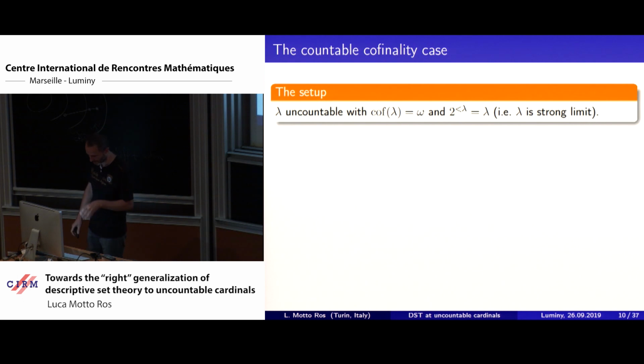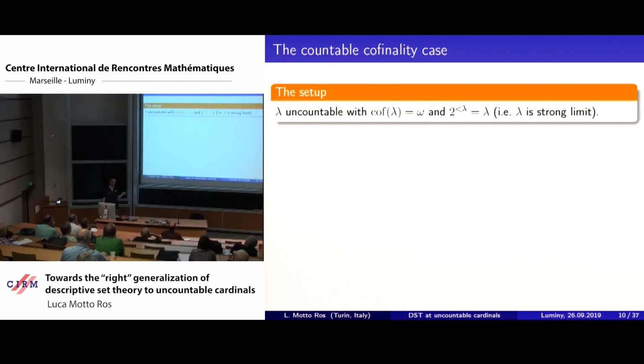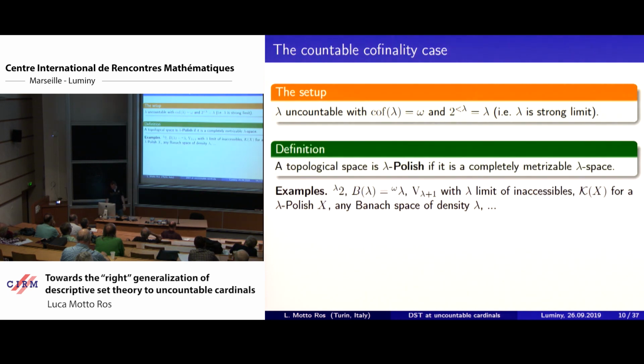So here we are working with an uncountable lambda, with countable cofinality, and with this condition 2 to the less than lambda equals lambda, so lambda strong limit, because of what I said. We want spaces of weight lambda. And we try to just generalize the definition of lambda Polish. So we say that a space is lambda Polish if and only if it is still completely metrizable, as in the classical case, but this time we allow the weight of the space, the base of the space, to be lambda. In this case, it makes sense to allow for complete metrizability because lambda is of countable cofinality. So 2 to the lambda is completely metrizable. There is no problem in having such a strong condition.